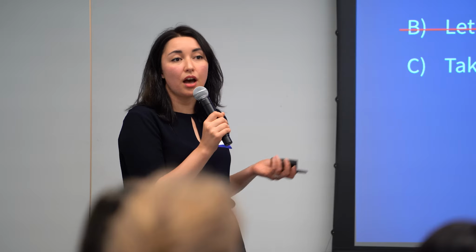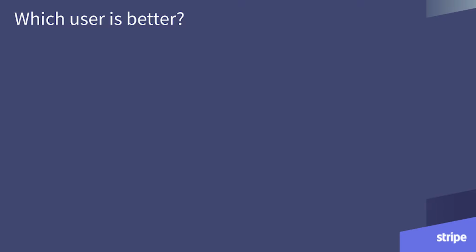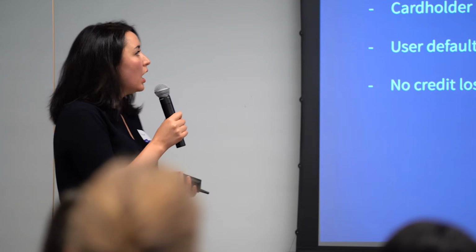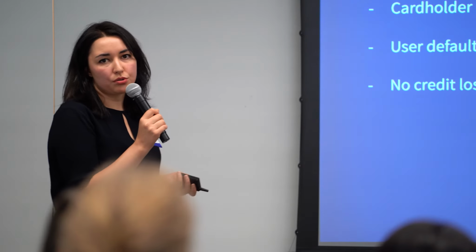Now, it sounds easy. How do we do that in practice? So here is another quiz for you. I'm going to tell you about two hypothetical users, user A and user B, and you'll tell me which one you think is better for Stripe. Okay, user A is a ride-sharing company. So a cardholder, such as yourselves, pays after taking the ride. And then let's say the user defaulted. You will not file a dispute because you already took the ride. What is there to dispute about? So there is no credit loss to Stripe.